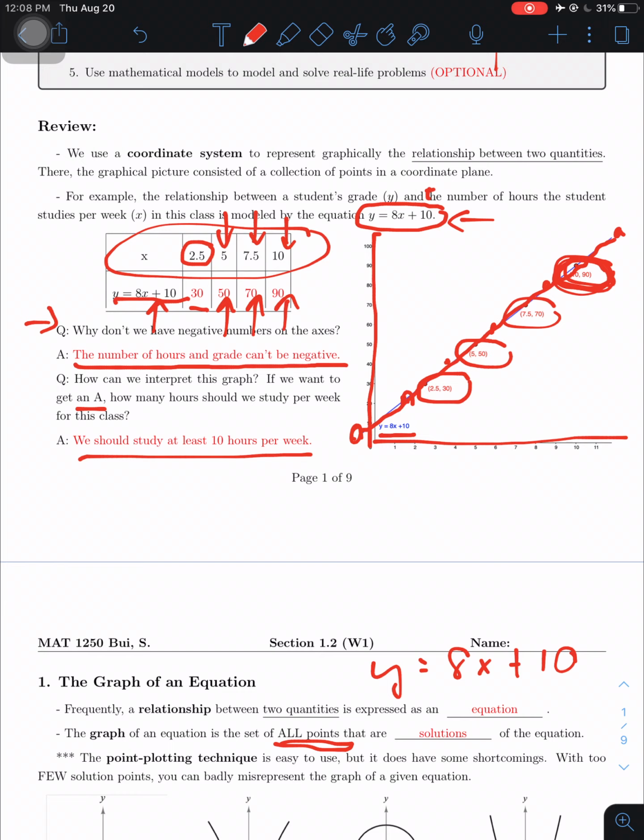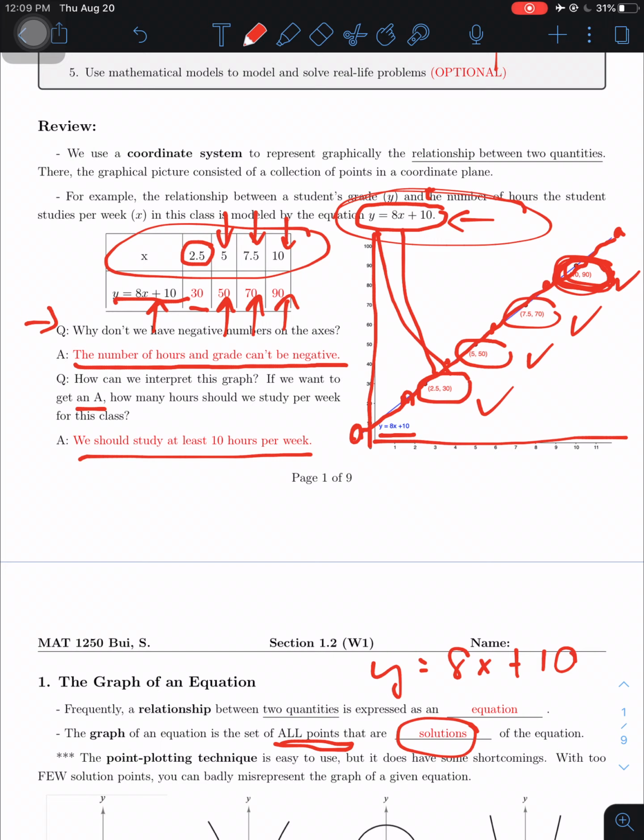Okay. And as for the word solution, each of the points here is a solution of the equation right here. Why do I say so? Because if I plug in 2.5 for x and 30 for y, I would have something that matches. I would have the left-hand side equal to 30, and the right-hand side of the equation also equal to 30.